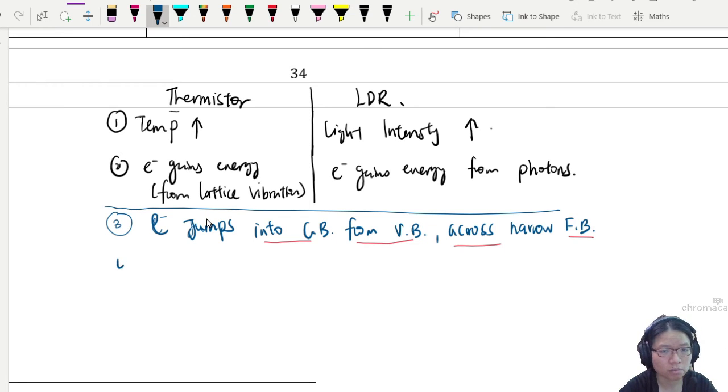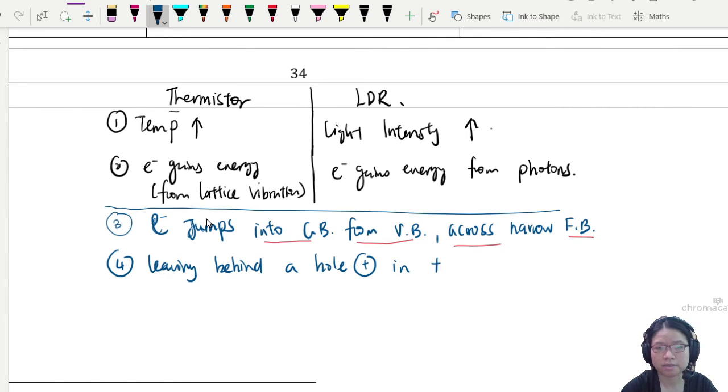All right, so what happens when they jump? Okay, number 4, leaving behind a hole. Remember, a positively charged hole? In the valence band. All right, and because now you have electrons inside the conduction band, and you have this bonus called holes.